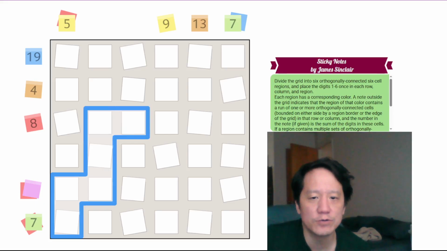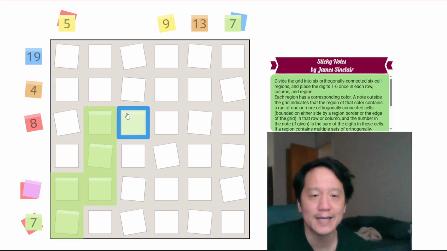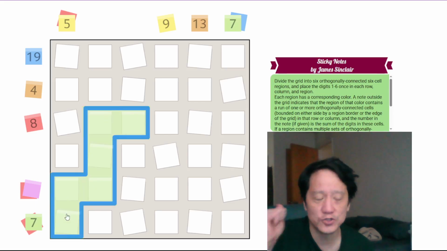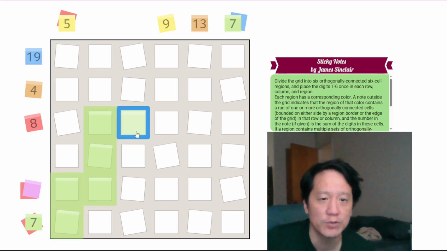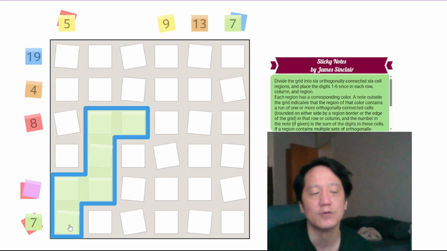So what is an orthogonally connected region? It's something like this, where you can go from any cell in the region to any other cell in the region just by going through edges, all while staying within the region. So for example, to get from here to here, you can just go through edges this way, all while staying within the region.